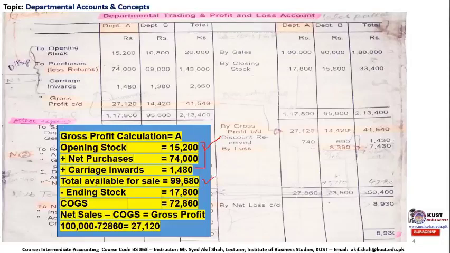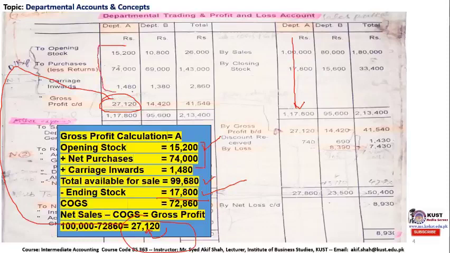Then subtract the ending stock of Department A, which is 17,800. It will give you the final cost of goods sold, which is 72,860. So now you are in a position to calculate: net sales minus cost of goods sold will give you the gross profit. The net sale is 100,000 rupees minus 72,860. Therefore, the gross profit is 27,140, which is the same as we calculated in the easy way: add up all the values on the right hand side and then subtract these three values from it. It will give you the gross profit.